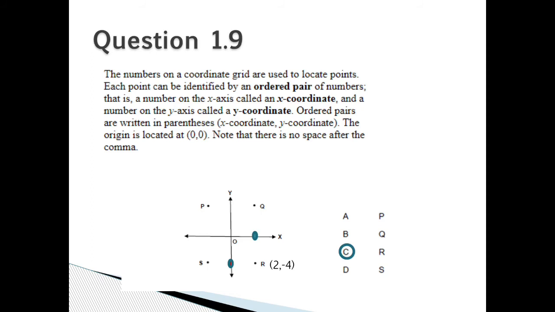Ordered pairs are written in parentheses, that's brackets. So it will be parentheses x-coordinate, comma, y-coordinate, close parentheses. The origin is located at parentheses 0, 0, parentheses. Note that there is no space after the comma. In our example, the correct answer is C for R because the x-coordinate is at 2 and the y-coordinate is at -4.